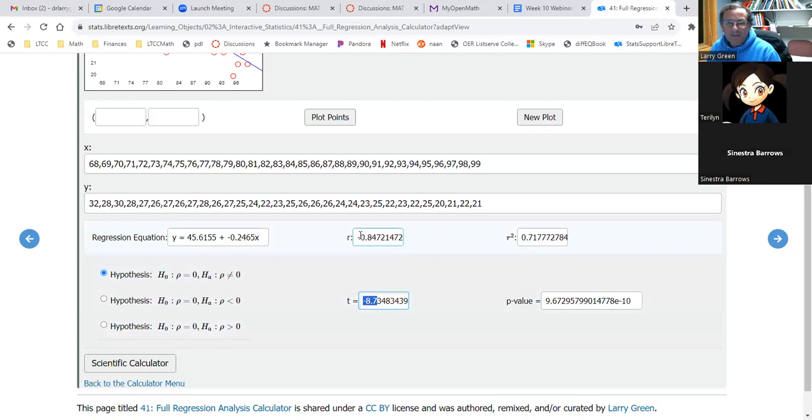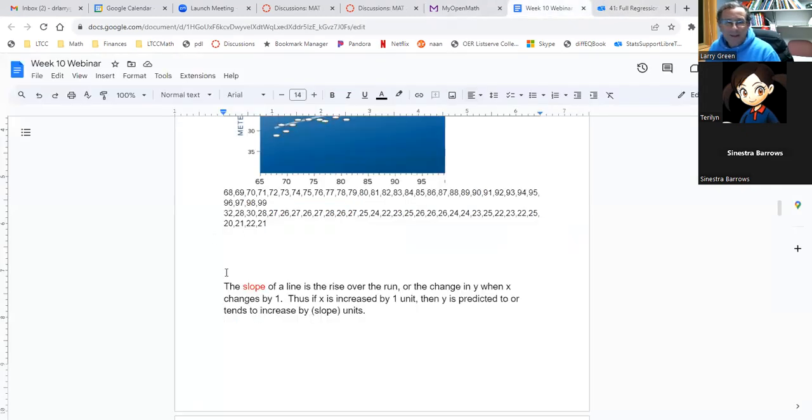Negative 0.84. No, that's R. The slope is this guy, because the slope of a line is the number in front of the x. Do you remember that from basic algebra? So to 2 decimal places, it's negative 0.25. Let me write that down. For our example, the slope is equal to negative 0.25.